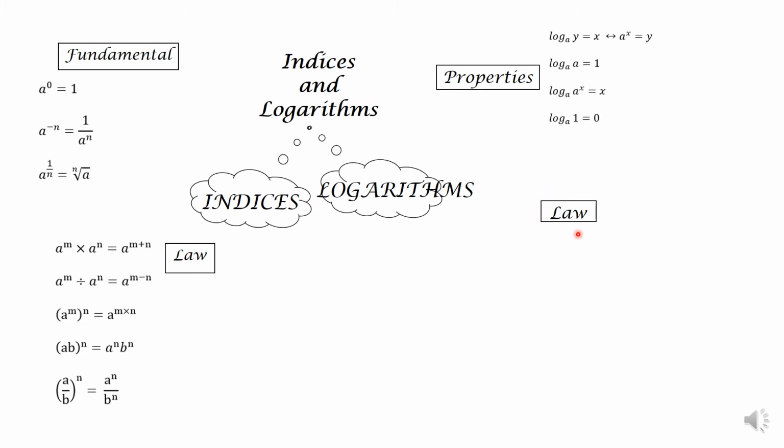Law of logarithms. Log base a of m times n equals log base a m plus log base a n. Log base a of m divided by n equals log base a m minus log base a n. Log base a of m to the power of n equals n times log base a m. Log base a 1 equals 0.